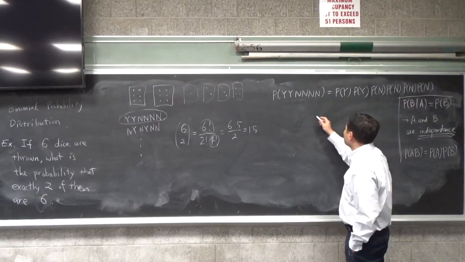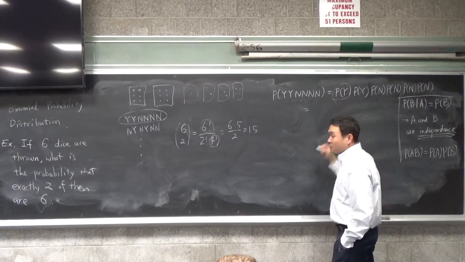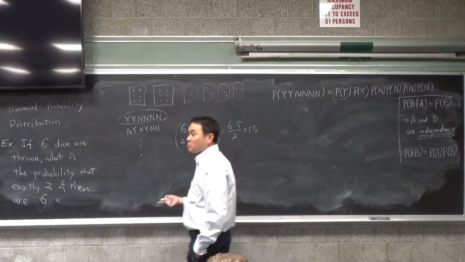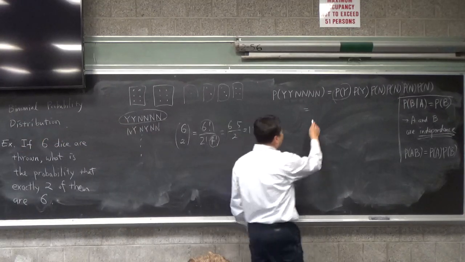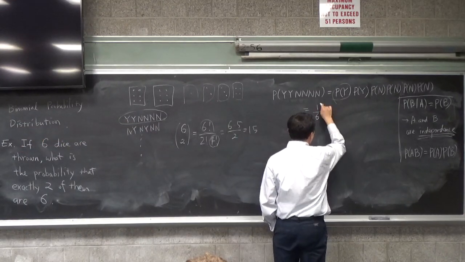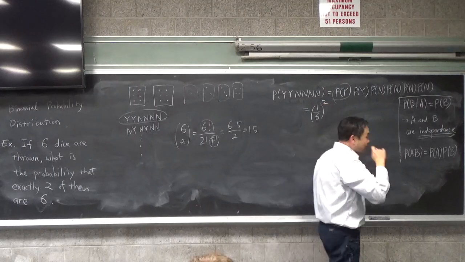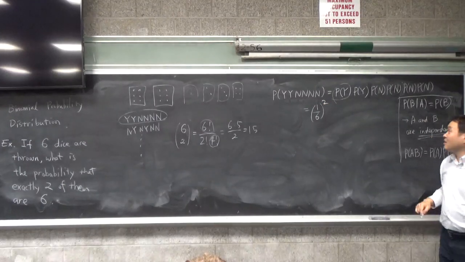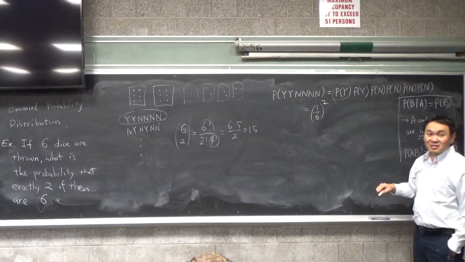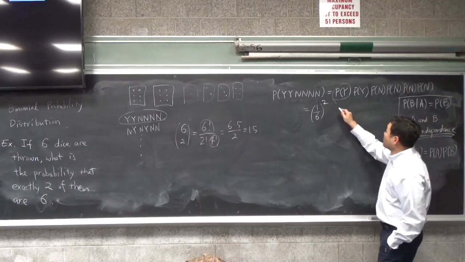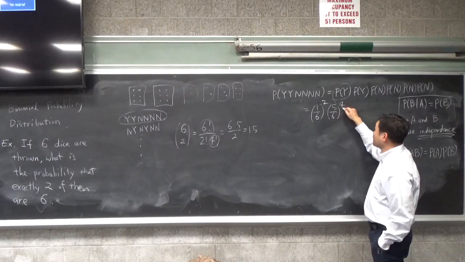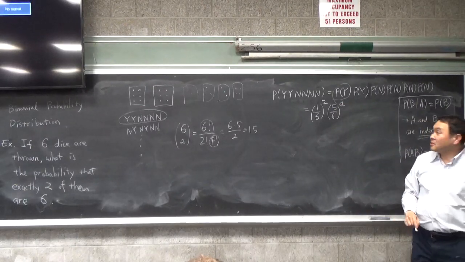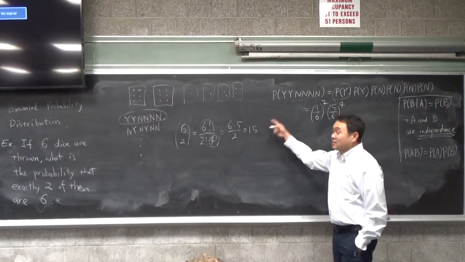Now let's try to figure out what this probability is. If you roll a die, what's the probability of getting a 6? 1/6. So you have 1/6 twice, so let's put it as squared. What's the probability of getting a non-6? 5/6. So 5 out of 6 is repeated 4 times. Therefore, the answer is 15 times this.